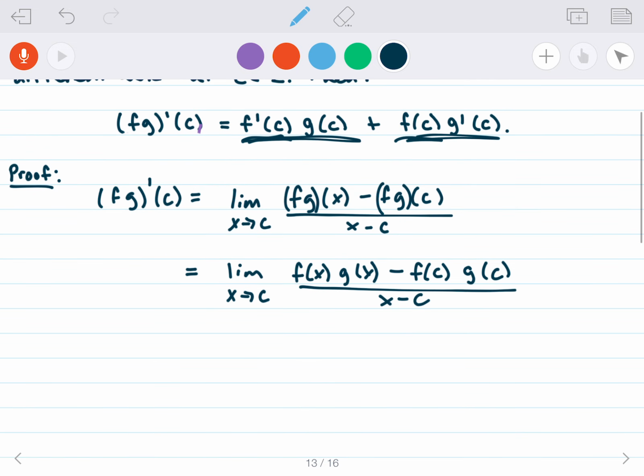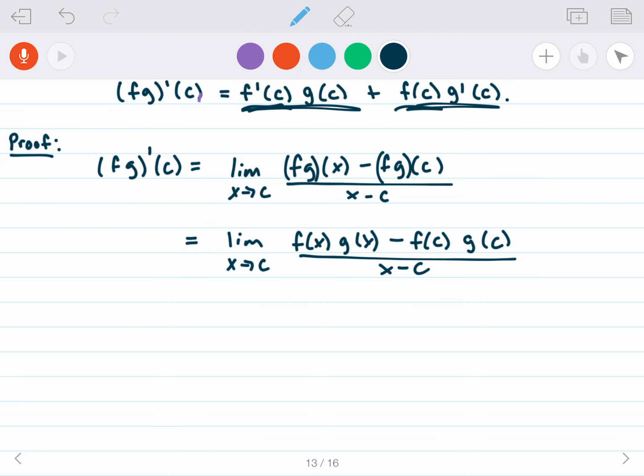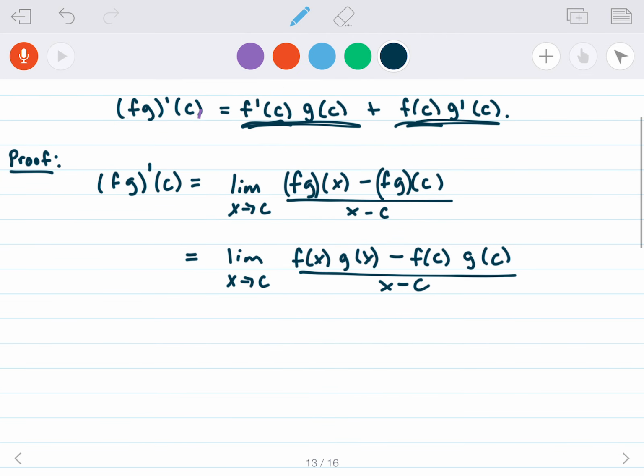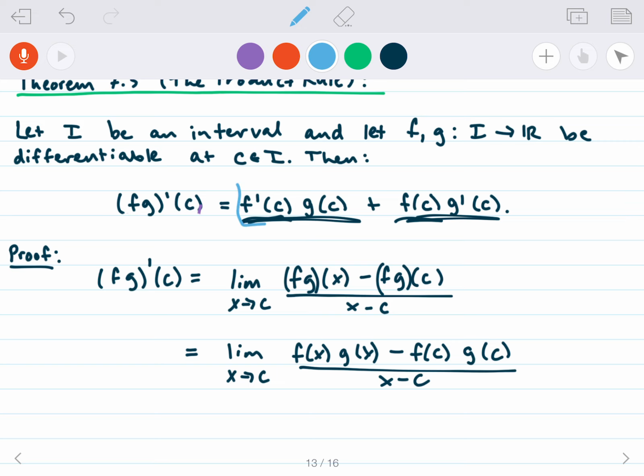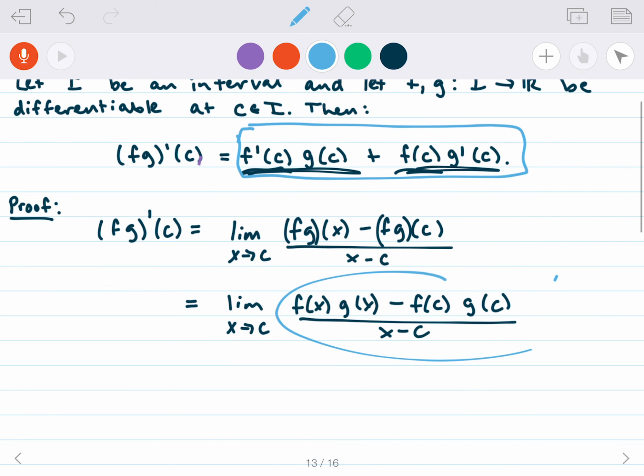And the stupid trick I'm going to employ here is, if I look at my formula and I'm trying to figure out how to prove this, I'm trying to somehow end up with an f prime of c, which we know is f of x minus f of c over x minus c, and I'm trying to end up with a g prime of c as well. So somehow I want to incorporate an f of x minus f of c and a g of x minus g of c in here. But to do that, I have to simplify by complicating.